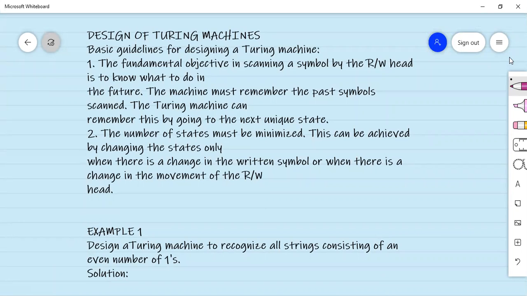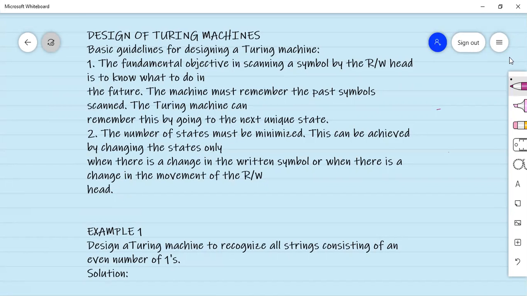For designing the Turing machines, the thing you have to remember is that the fundamental objective is scanning the symbol using the read and write head, and also knowing what to do in future. Whenever you are designing, you have a question, so there will be strings which you either have to accept or reject, or some things that you have to do on strings.